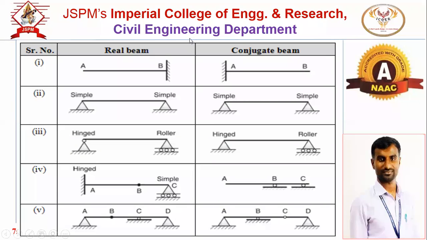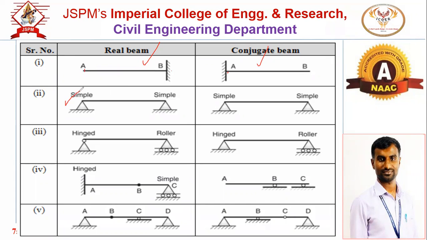Now first, if this is the cantilever beam, this is the free end, this is the fixed end. So free end will become fixed and fixed end will become free. So this is the real beam, this is the conjugate beam. See the diagram, real beam and conjugate beam. Free end became fixed, fixed end became free.